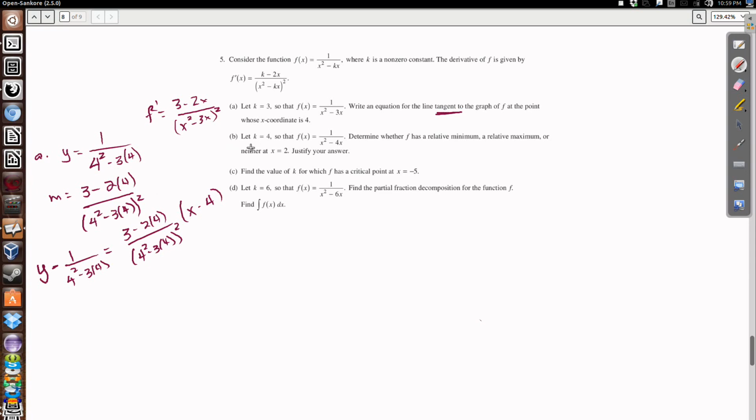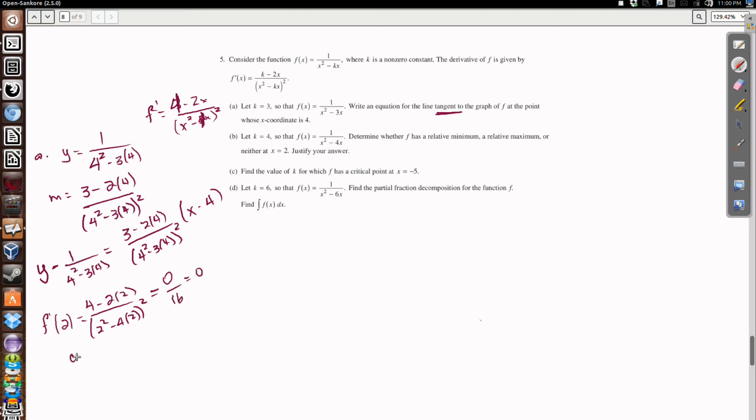For part B, it says let k equals 4, so this is what we have. And it says to determine whether f has a relative minimum, maximum, or neither at x equals 2, and justify our answer. So now our slope is going to be the exact same formula, except these constants are 4s. So my derivative at x equals 2 is going to be 4 minus 2 times 2 over 2 squared minus 4 times 2 squared. And I actually do have to simplify that, but it's not going to be a problem because 0 is my numerator.